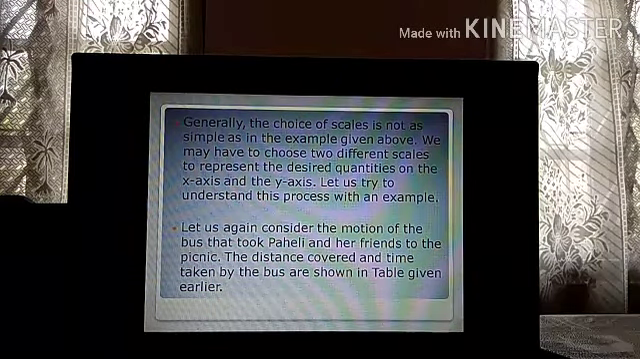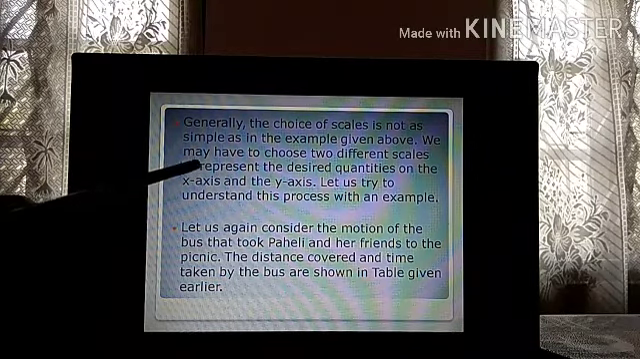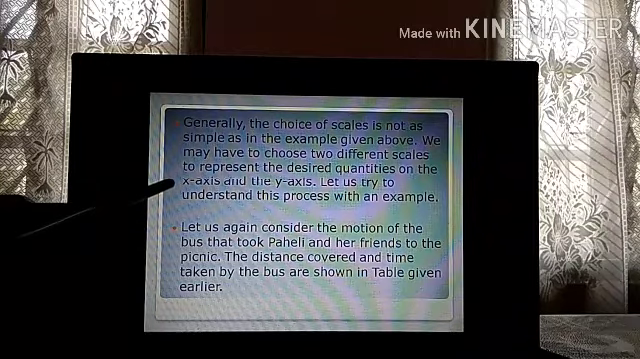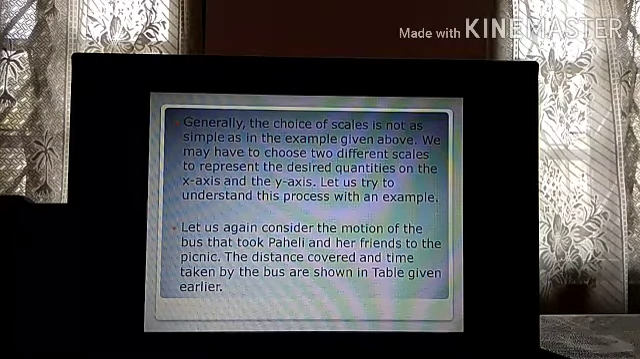So generally the choice of scales is not as simple as given in the example above. We may have to choose two different scales to represent a desired quantity on the x and y axis. Let us try to understand this process with an example.